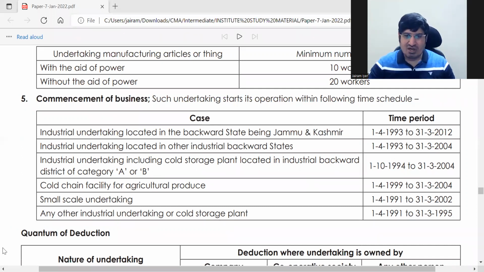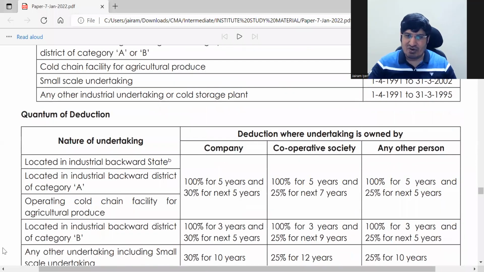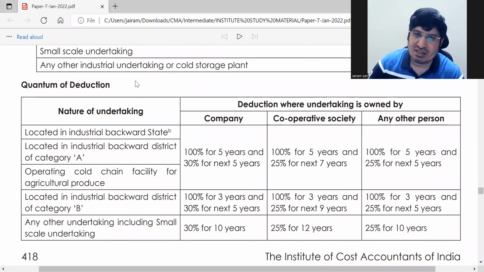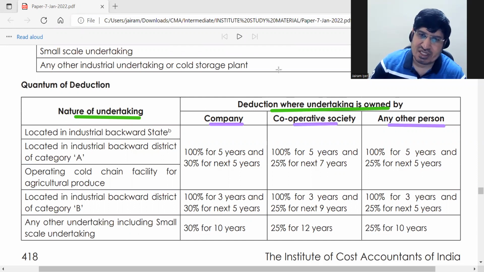Okay, let's see the quantum of deduction. Now this is important for you. Quantum of deduction. This is the undertaking, nature of undertaking. It's deduction where undertaking is owned by a company, cooperative society, and any other person. Okay, ठीक है, just remember these deductions. ठीक है, these are important.